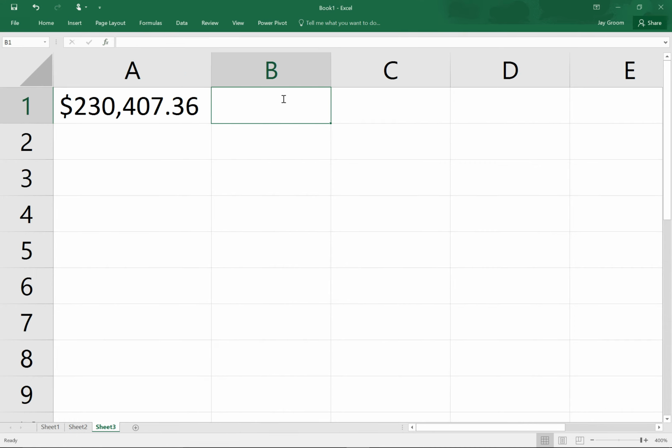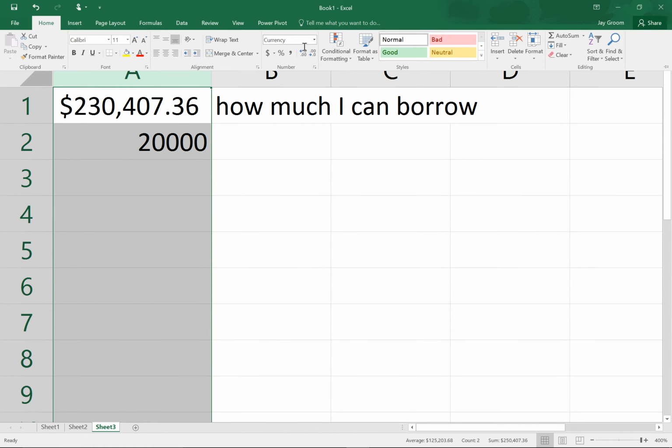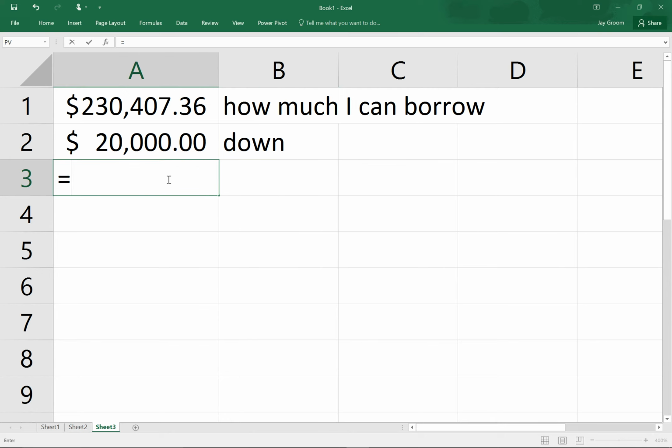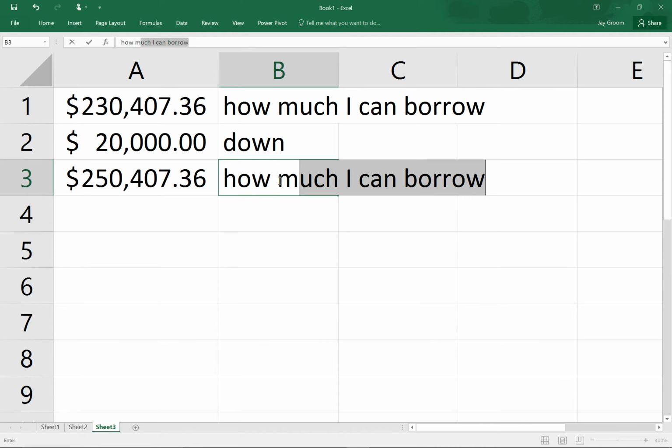This is how much I can borrow. Wait a minute. Well, I've got 20,000 for a down payment. So, how much house can I buy? Well, I can buy the sum. That plus this is how much I can afford to buy. In other words, that is the final price.